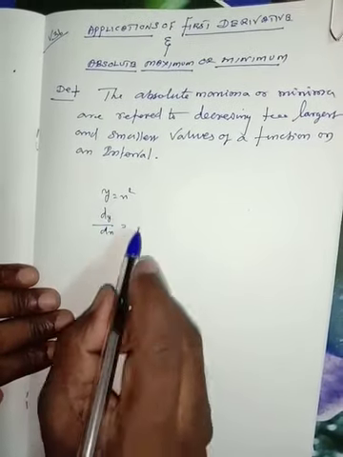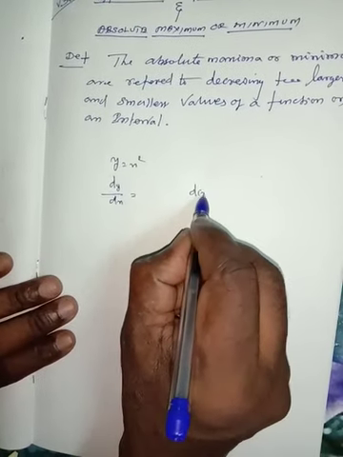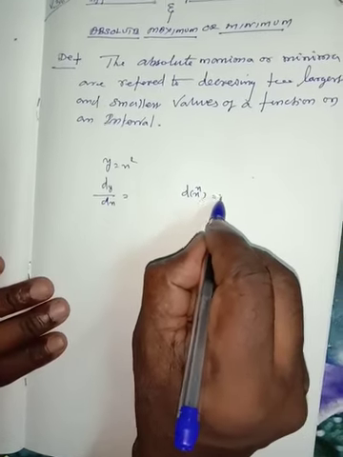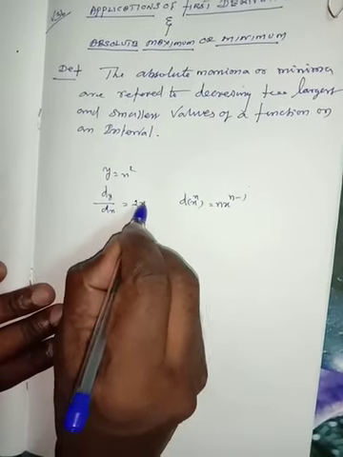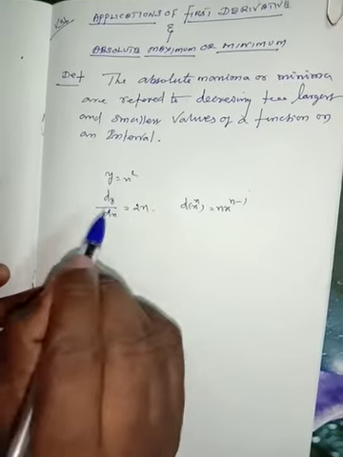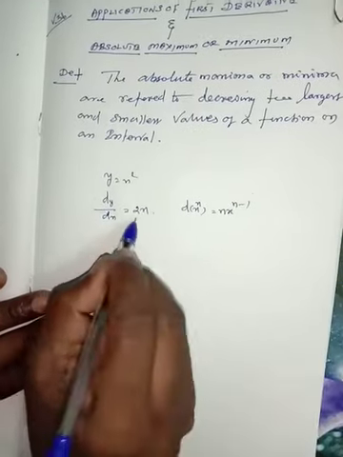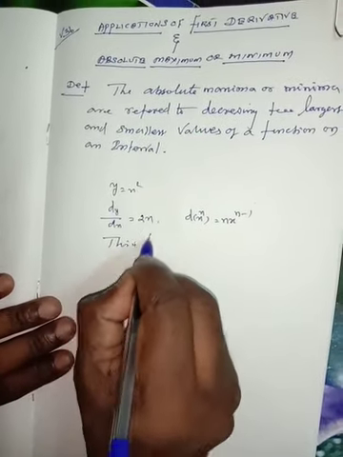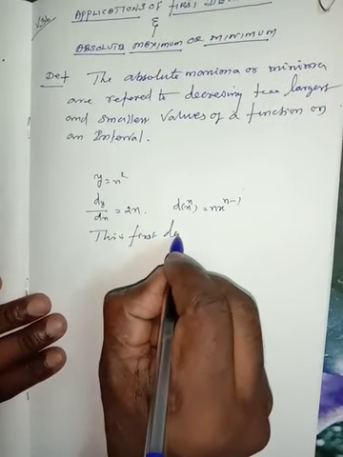This is the first order derivative, or first derivative. Using the formula for differentiation of x to the power of n, d of x to the power of n is equal to n x to the power n minus 1. In this case, 2x. This is the first order derivative, or dy by dx.